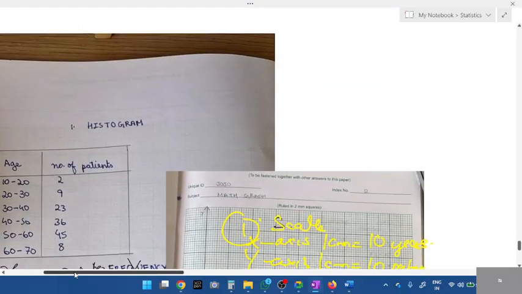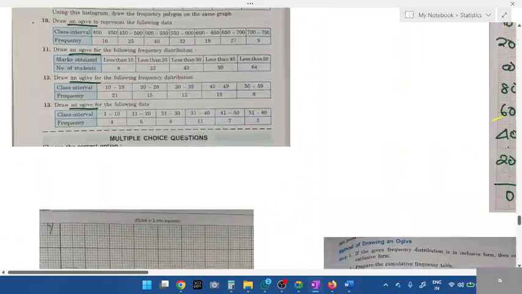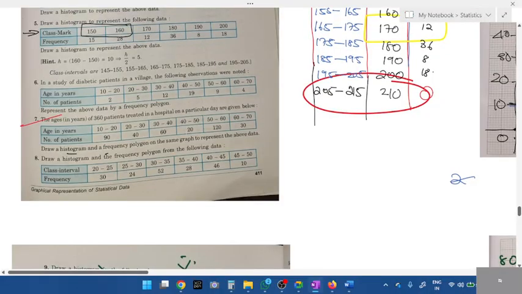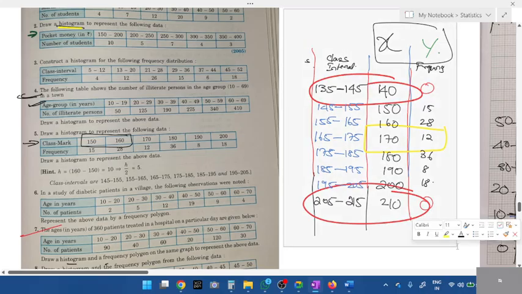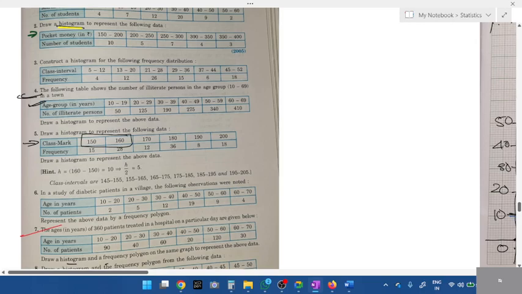You can just go through the notes we have solved, students, and go through the textbook questions. Even there it is given. Look at the fifth question. What is given? Class interval or class marks? Respond, all of you. Just class marks are given, right? 150, 160, 170, 180, 190, 200.